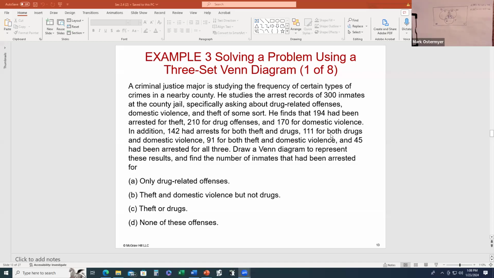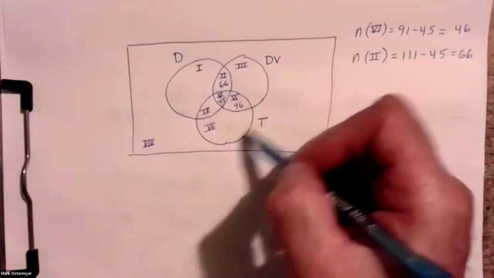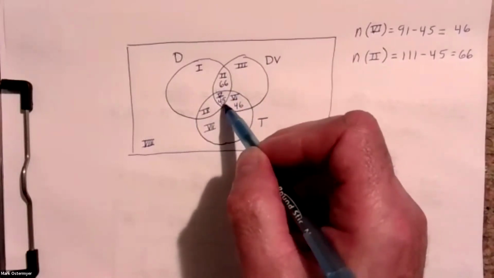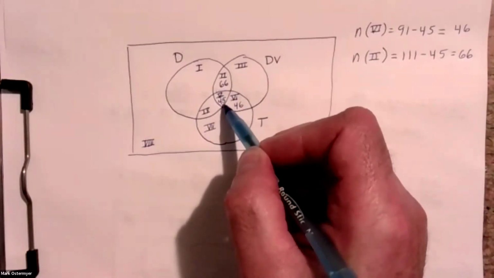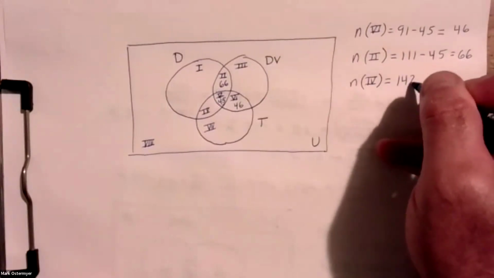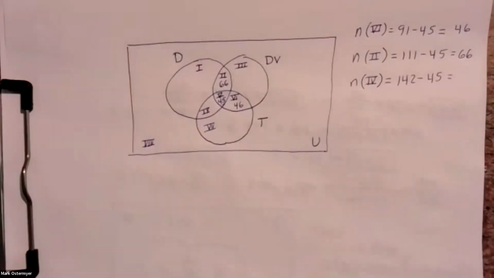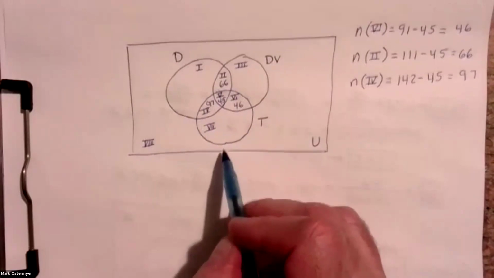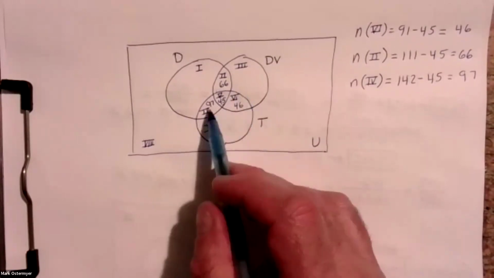All right, let's read backwards some more. The next number we hit from 111 is 142. 142 had arrests for both theft and drugs. That would be in the intersection right here. But of the 142, how many have been accounted for? 45, do you agree? So therefore, the cardinality of region four is going to be 142 minus what? 45. And what is 142 minus 45? 97. 97 goes in region four here. So 97 inmates had drug and theft offenses, but not domestic violence.